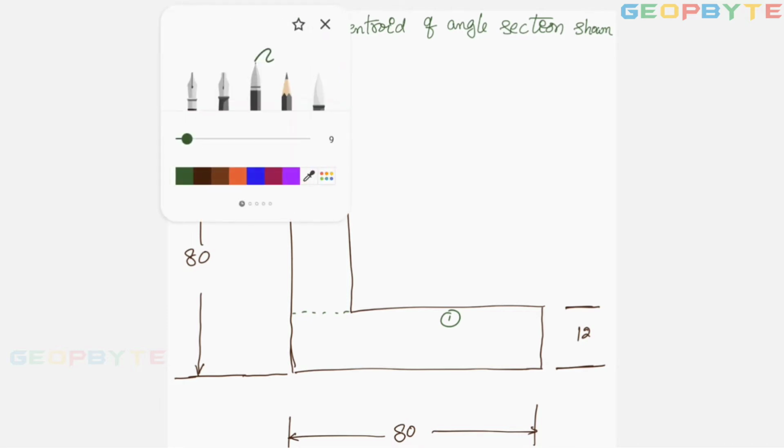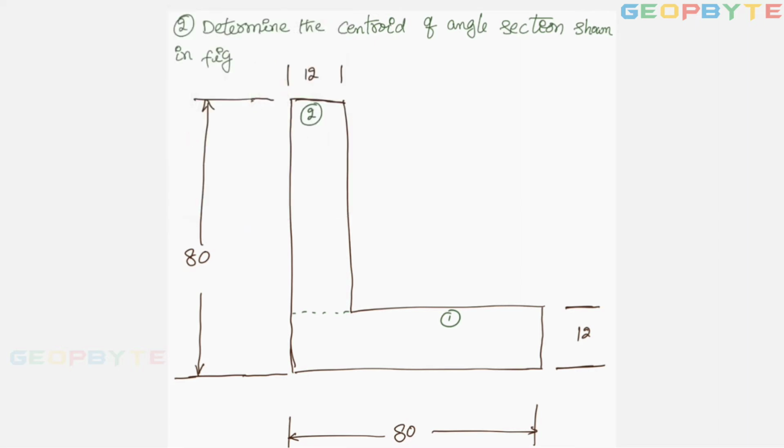Now let us mark the B1 D1, B2 D2. B1 equal to 80 mm. All dimensions are in mm. Assume D1 equal to 12 mm. Then A1 equal to B1 D1.